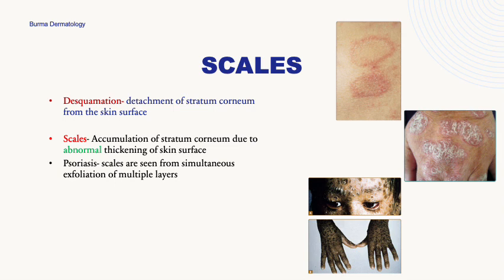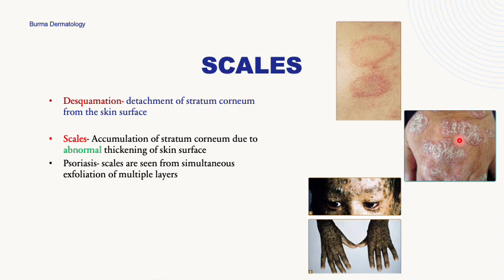Normally, our skin has a normal desquamation process, which is a detachment of the stratum corneum from the skin surface, which cannot be seen with our naked eyes in normal condition. So how about the scales? Scales are the accumulation of the stratum corneum due to abnormal thickening of the skin surface, sometimes resulting in very thick lamellar scales such as in psoriasis. And in psoriasis, scales are seen from the simultaneous exfoliation of multiple layers.